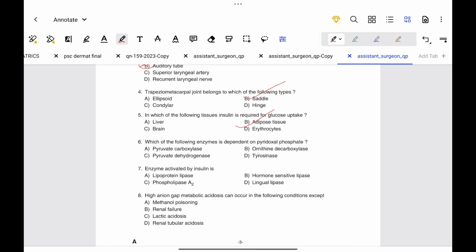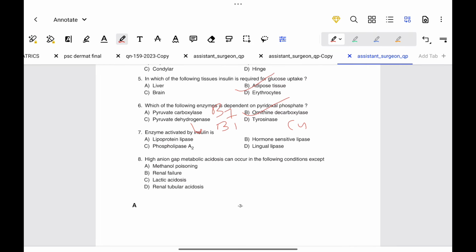Next question, which of the following enzymes is dependent on pyridoxal phosphate? Pyruvate carboxylase, it's a carboxylase. This depends on B7. Next, pyruvate dehydrogenase, this is thiamine dependent. This is B1. Tyrosinase is copper. Next, ornithine decarboxylase, it is dependent on pyridoxal phosphate. So the answer is option B.